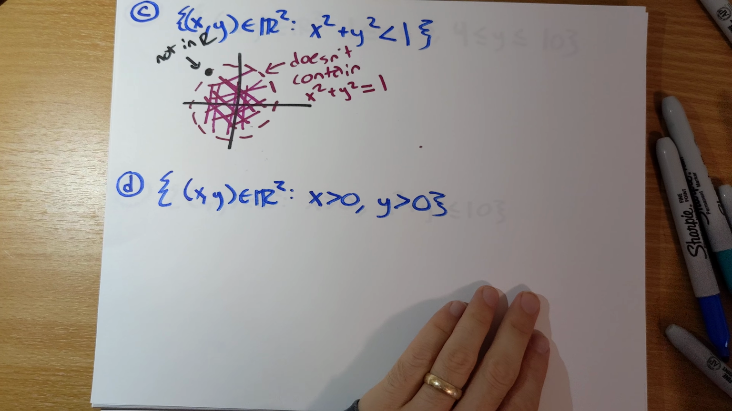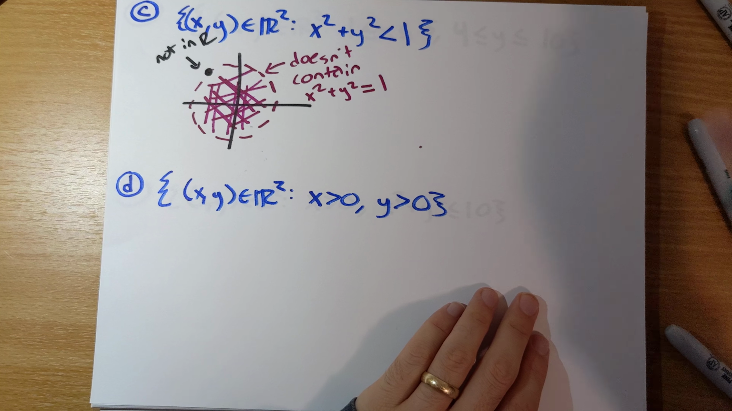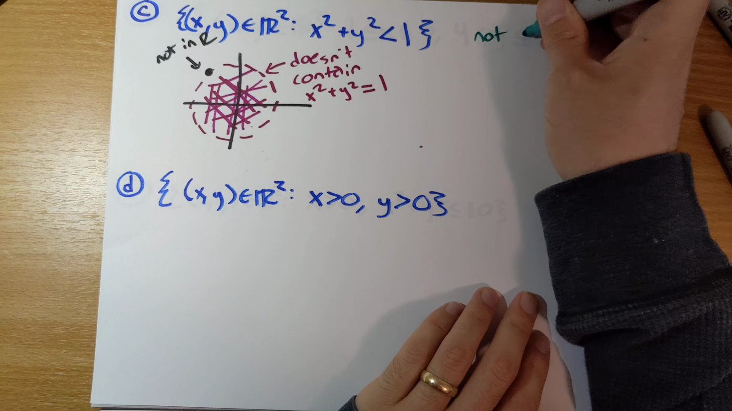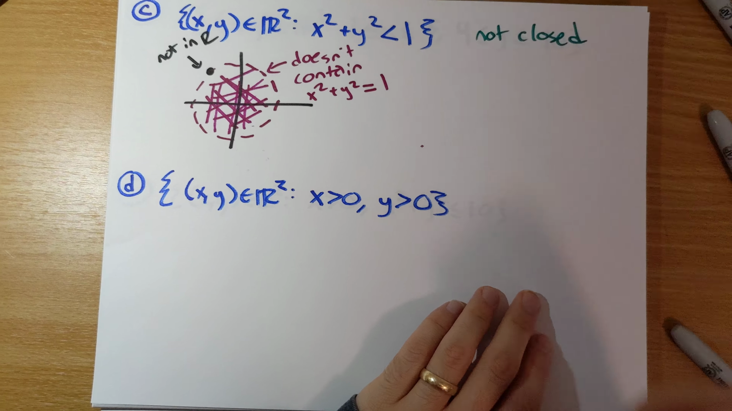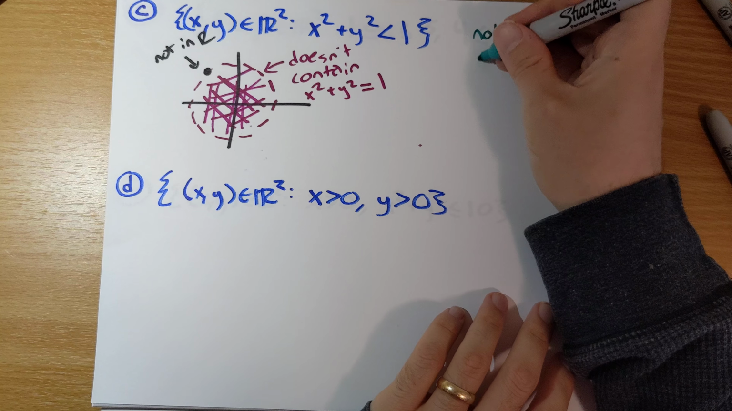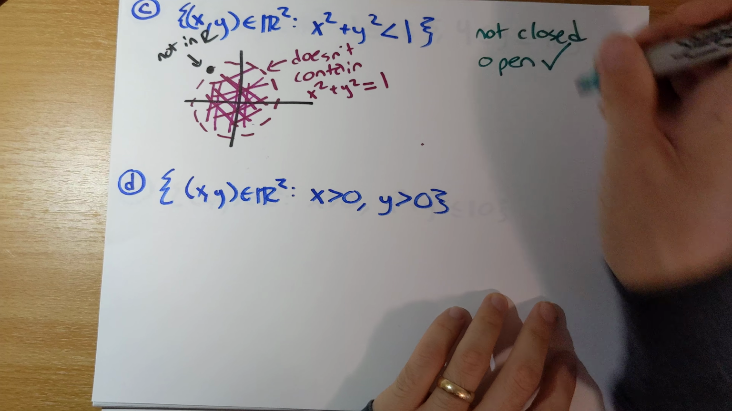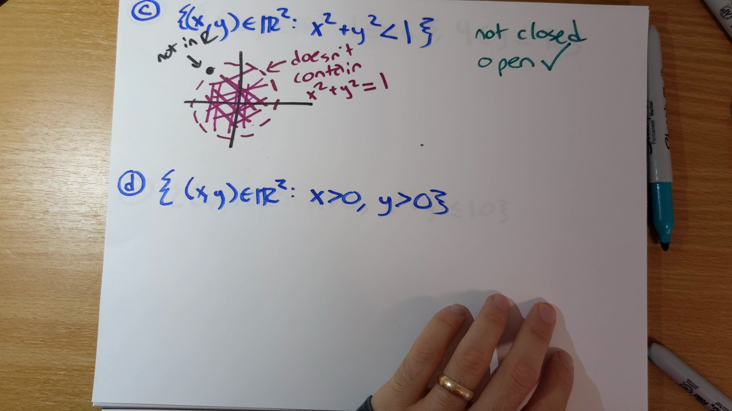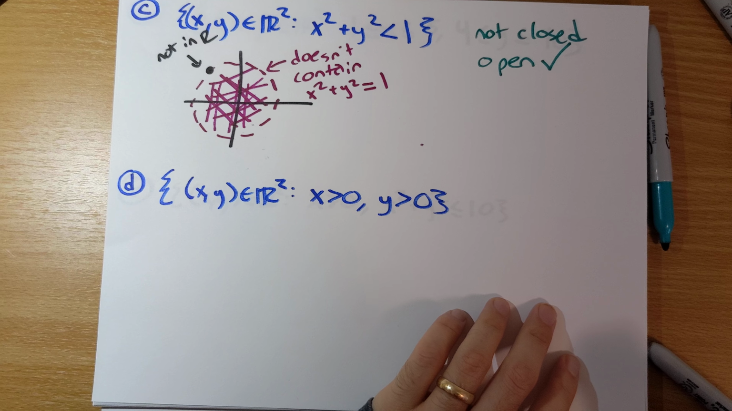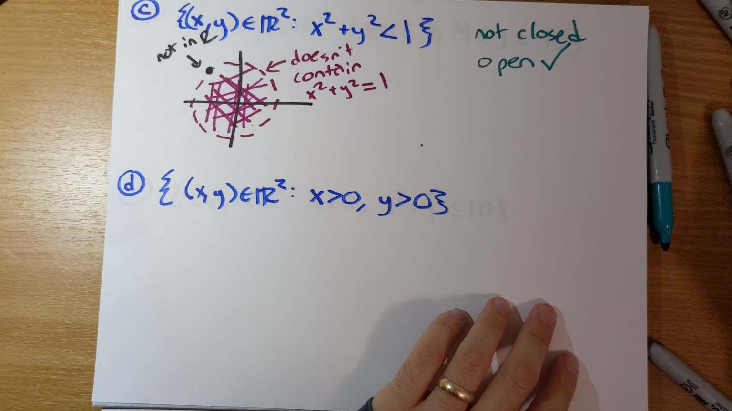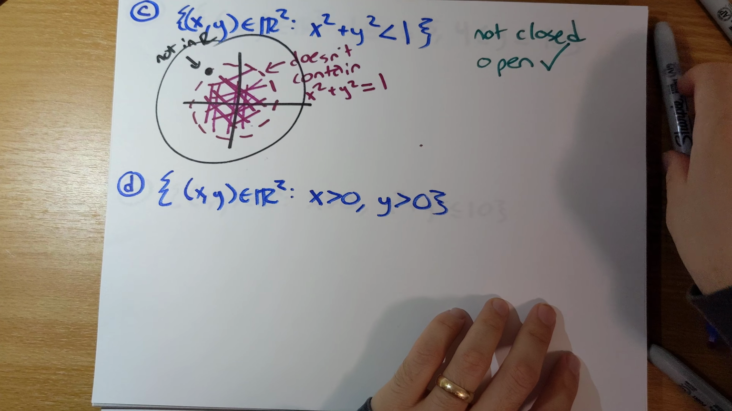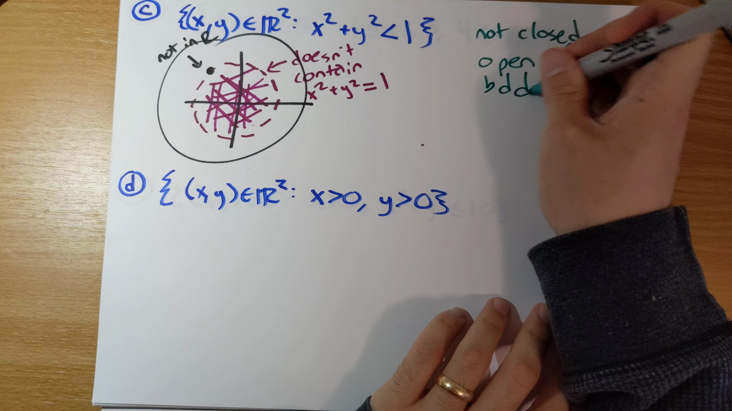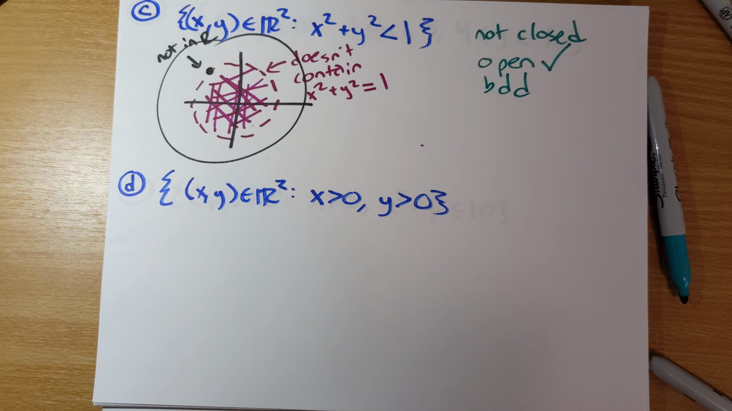And so what do we see here? This is going to be not closed, but it is going to be open because it just is the interior of this circle. So this is not closed, but it's open. And is it bounded? Yes, we can draw a big circle around it. So this is an open bounded set.